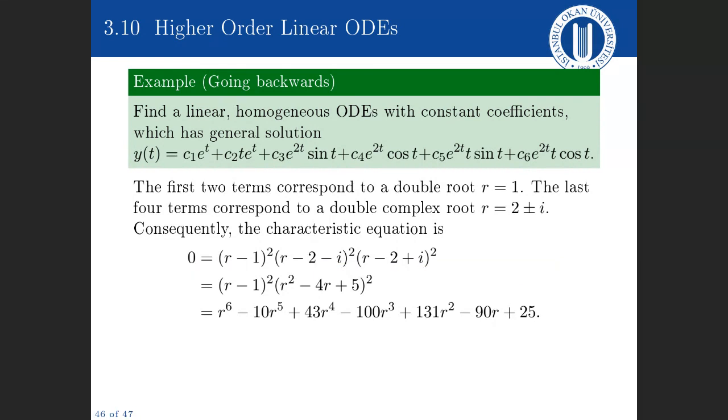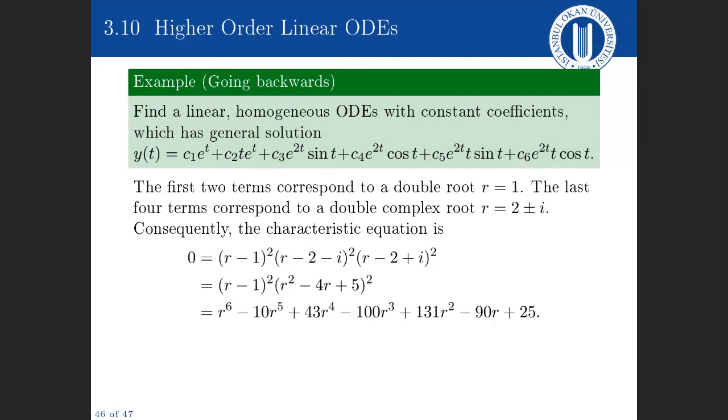Multiply all of these out, and we get the characteristic polynomial r to the power 6 minus 10 r to the power 5 plus 43 r to the power 4 minus 100 r cubed plus 131 r squared minus 90 r plus 25. What I've done is I've looked at what must the roots be. The roots are 1, 1, 2 plus i, 2 plus i, 2 minus i, 2 minus i. And then I've seen that this must be the characteristic equation.